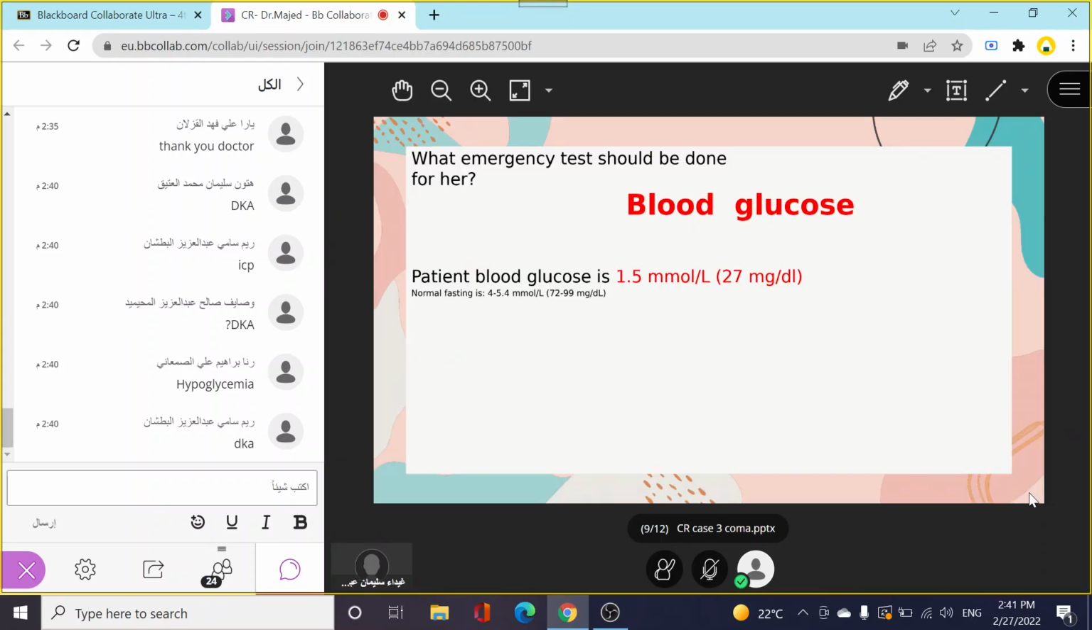What is the emergency test that should be done for her? She's diabetic, so we will order blood glucose. It was ordered for the patient, and she had a low blood glucose. It was 1.5, and the normal was 4 to 5.4.